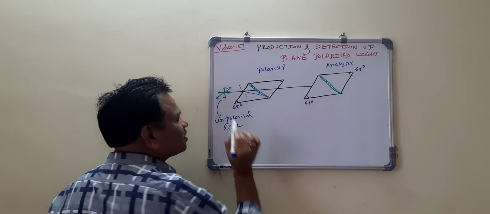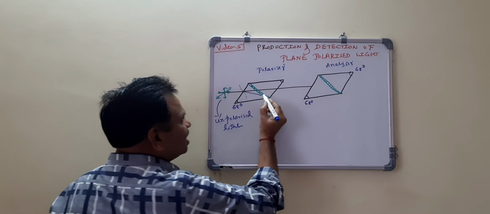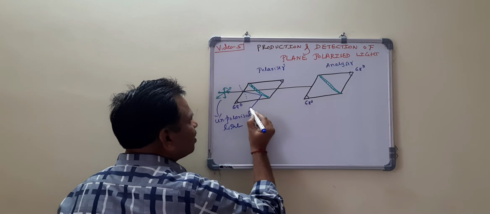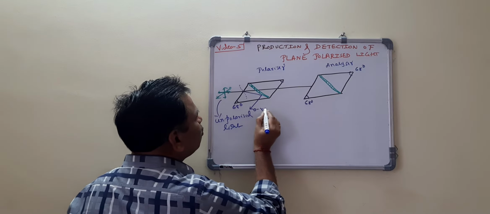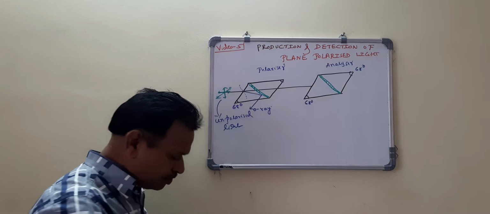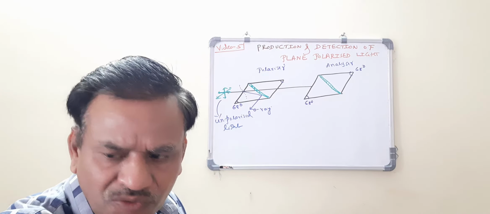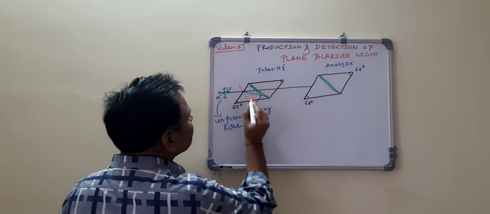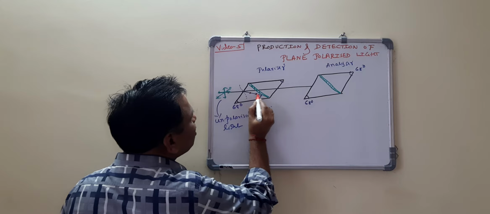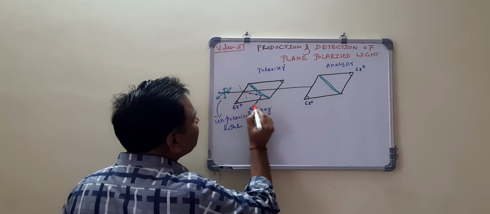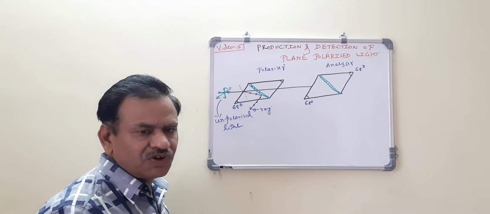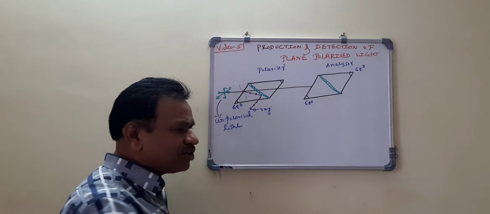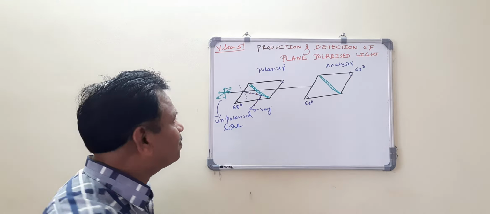Now you see, the moment the light enters here, two rays are obtained, as I said. This ray will be eliminated. This is called the O ray, as I told you just now. In the O ray, the vibrations are perpendicular to the principal section of the prism.